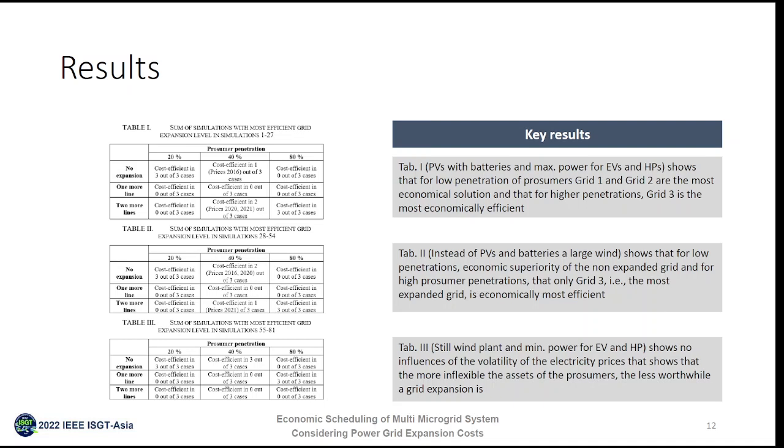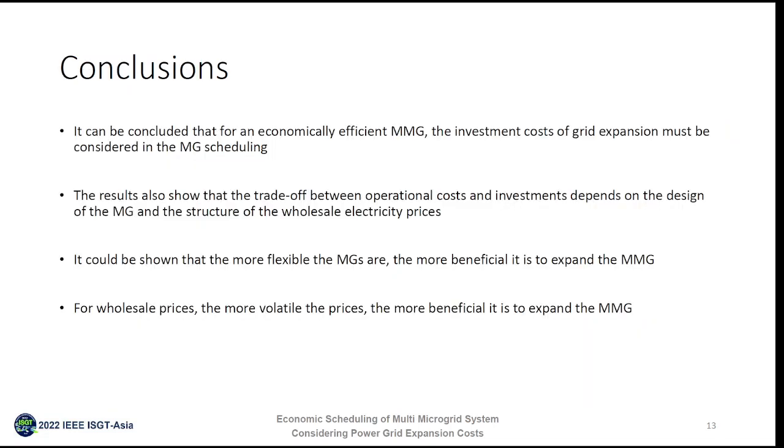In the last case study, a wind plant is implemented in the microgrid instead of PV and battery storage again, and now the power for electric vehicles and heat pumps is at minimum. The results of these scenarios are shown in Table 3. Based on these results, no influences of the volatility of the electricity prices can be identified. Since only the power of electric vehicles and heat pumps was changed here, it shows that the more inflexible the assets of the prosumers, the less worthwhile a grid expansion is.